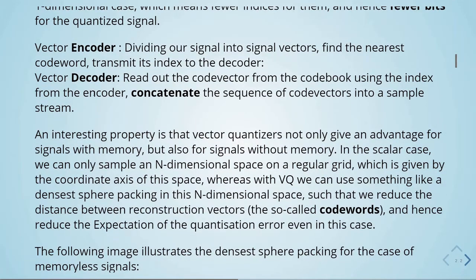A very interesting property is that vector quantizers not only give an advantage for signals with memory, but also for signals without memory. In the scalar case, we can sample any dimensional space on a regular grid, which is given by the coordinate axis of the space. Whereas with vector quantization, we can use something like a dense sphere packing in this any dimensional space, such that we reduce the distance between reconstruction vectors, the so-called code words, and we reduce the expectation of the quantization error in this case.